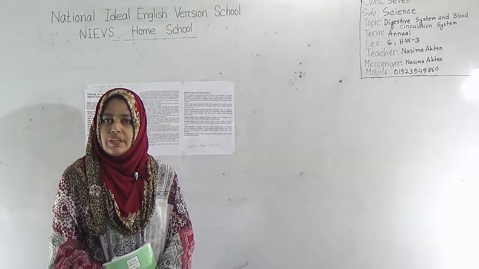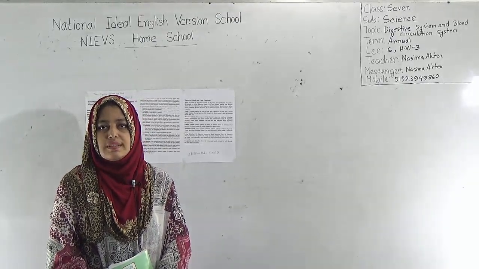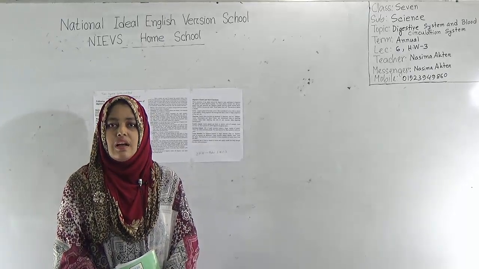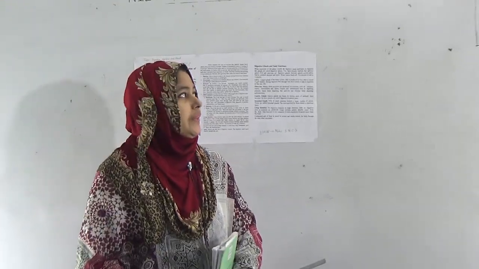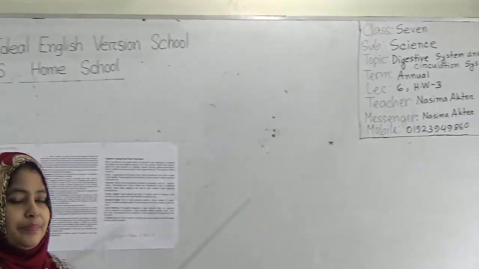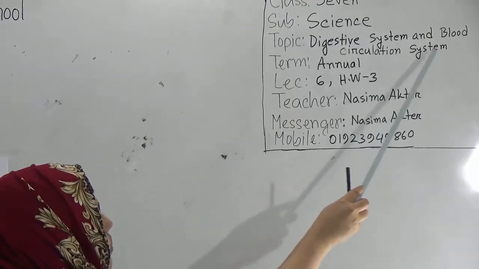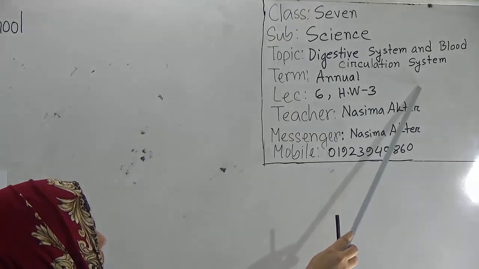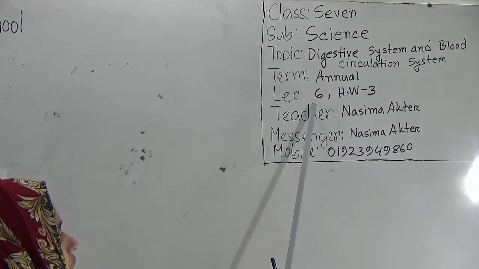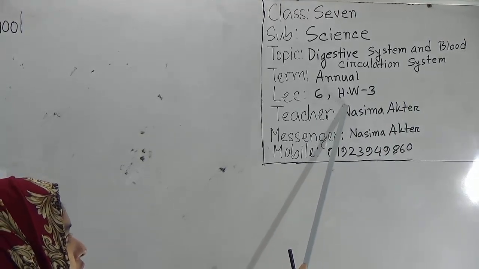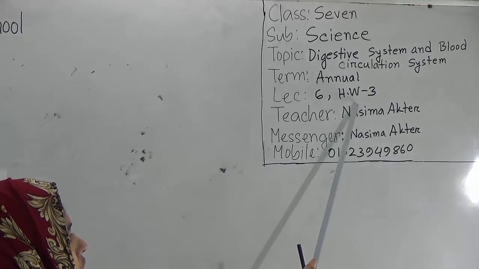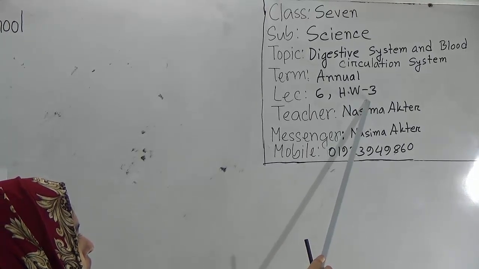Today I am going to take a science class for class 7 students. Dear students, our today's topic is digestive system and blood circulation system, and this is lecture number 6, and I will give you some SW. Our SW is number 3.